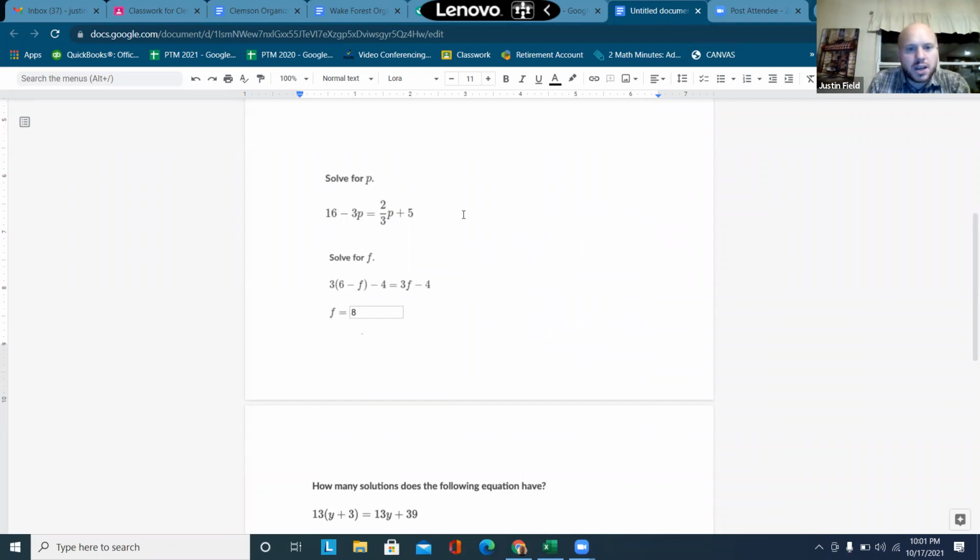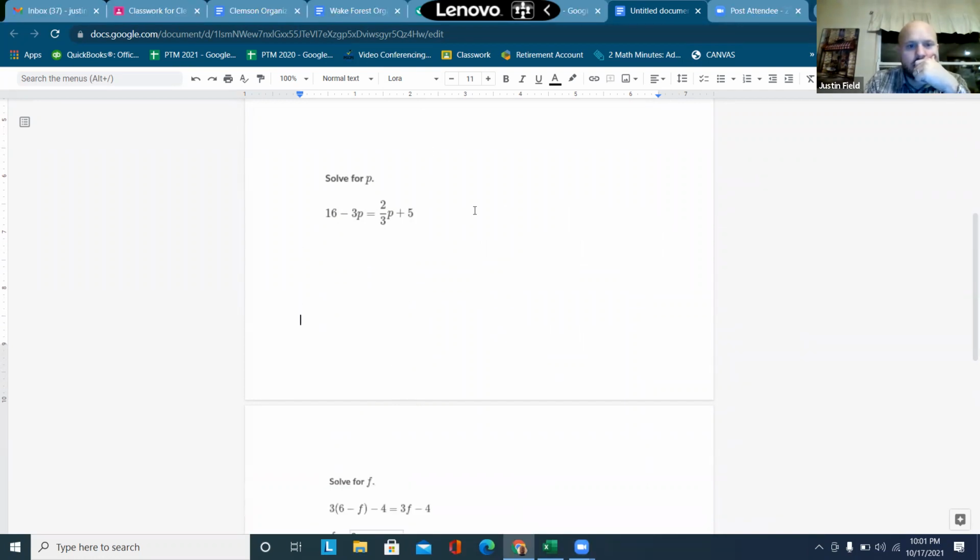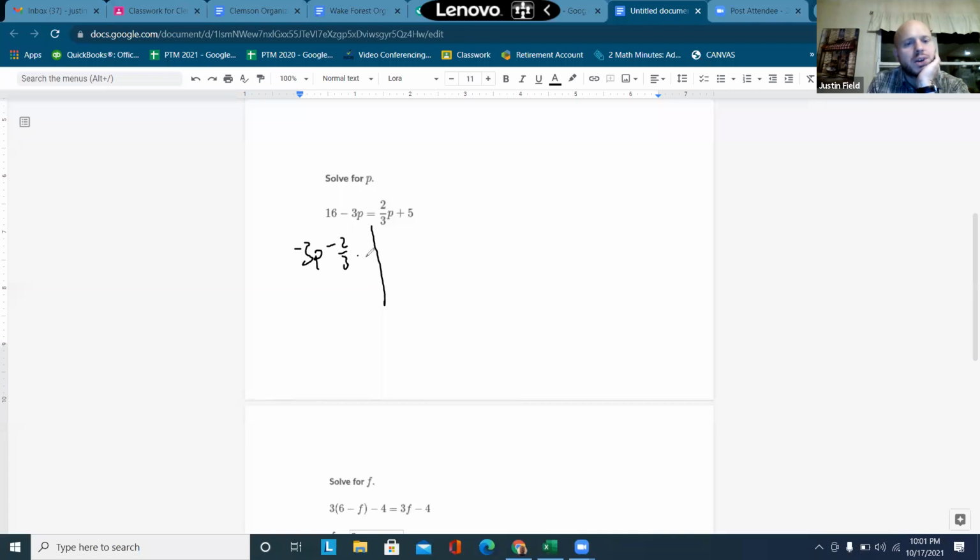16 minus 3p equals 2/3 p plus 5. Oh, let's get the second problem out there. Now, it's a good one to do because it has a fraction. So I'm still going to put my variables on the left. It's going to be a negative 2/3 p. And my numbers on the right, negative 16. 5 minus 16 is negative 11. And let's do this over to the side.